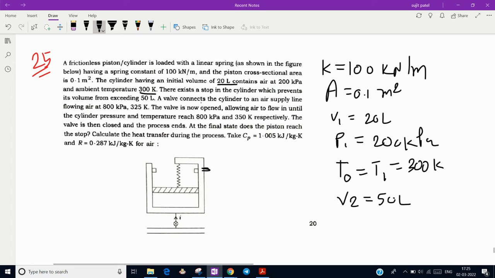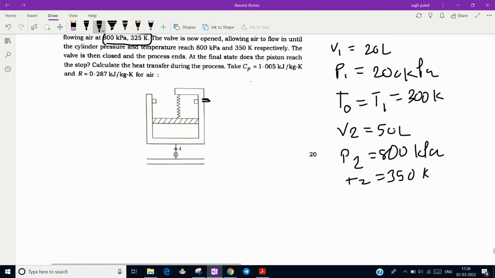Now what happens? A valve connects the cylinder to an air supply line at 800 kilopascal and 325 Kelvin. The valve is now opened, allowing the air to flow until the pressure in the cylinder reaches 800 kilopascal. That means the final pressure P2 will be 800 kilopascal, and the temperature is 350 Kelvin. So T2 will be 350 Kelvin.